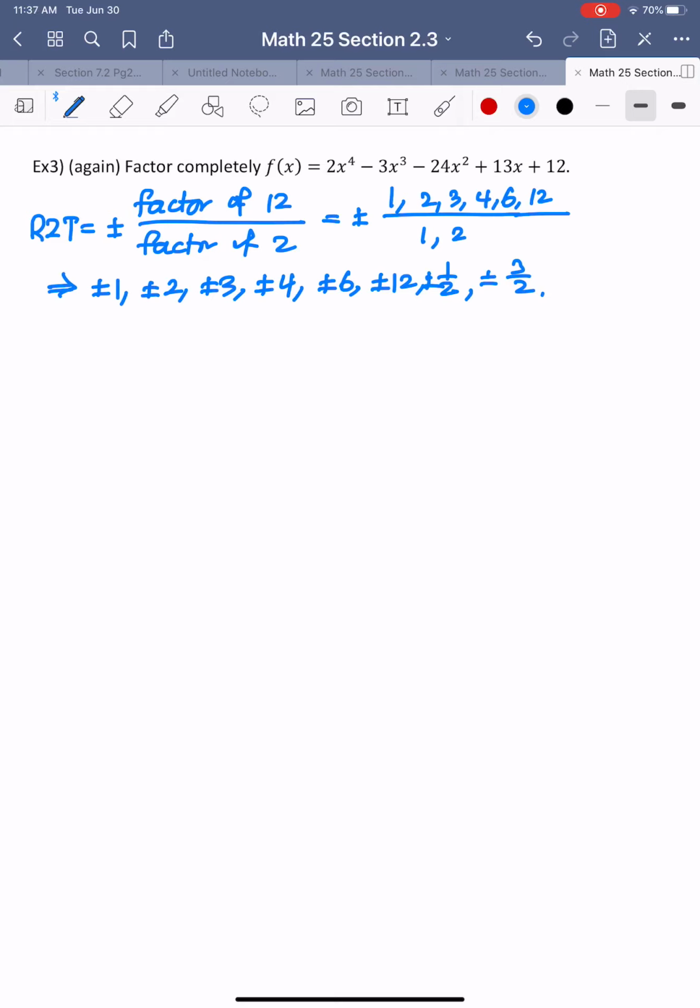So starting from the coefficients, it is a synthetic division. Then I'm going to start with the 1.